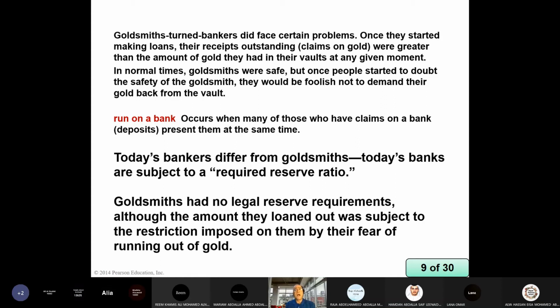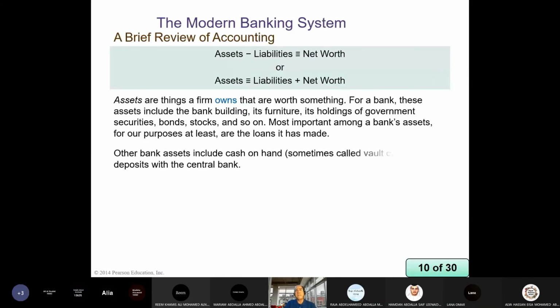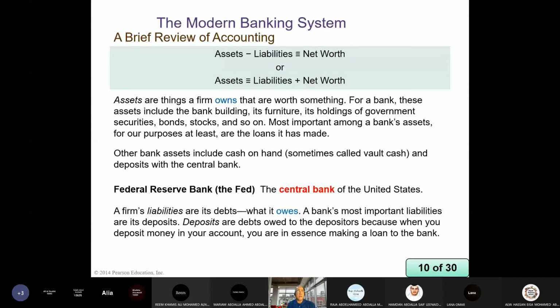But nowadays, with commercial banks, the matter is similar to the idea of goldsmiths, and we will see maybe by next meeting how commercial banks create money. Thank you, Reem. Let's go back to Lana.